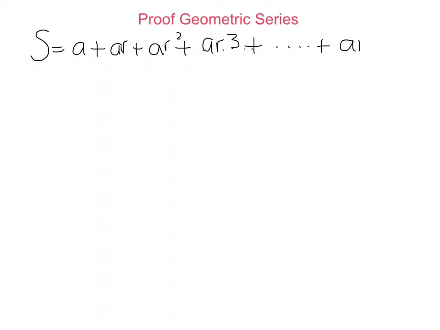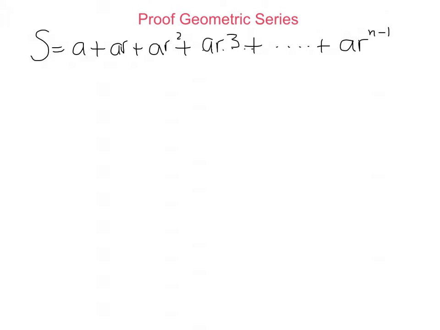You need to learn this for your C2 exam. A geometric series starts with A, and then we multiply by R, then we multiply by R again, and we keep doing this all the way along. And let's do one more. And then we finish when we get to the nth term, AR to the n minus 1.